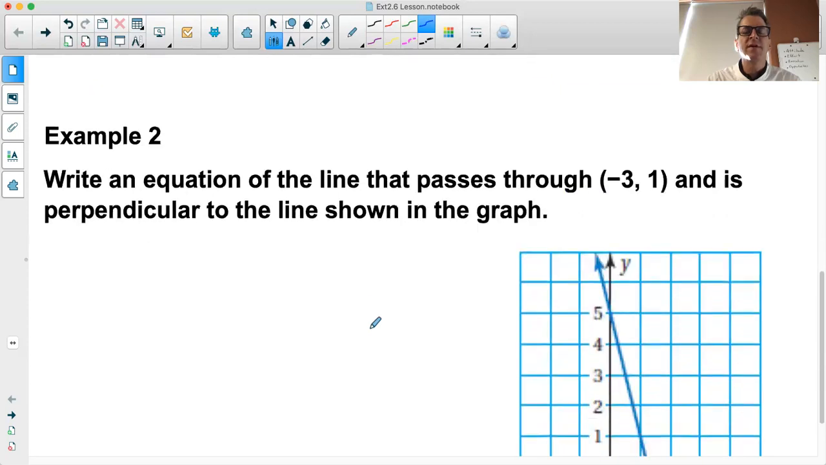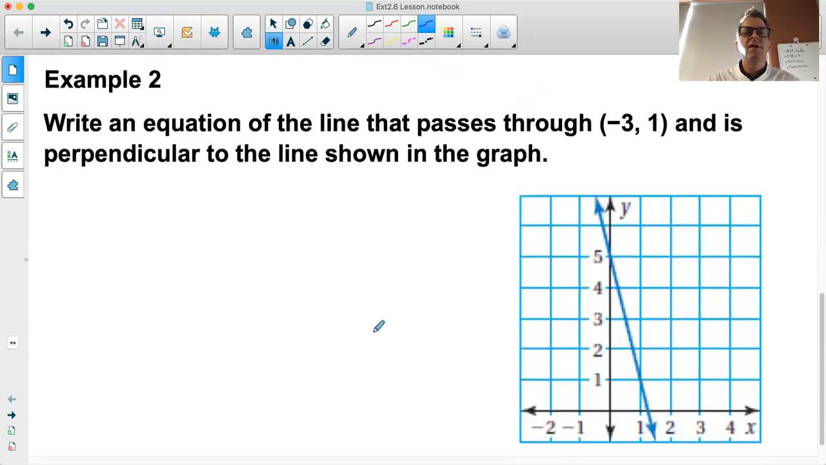Okay, the last and final example for this little lesson is example 2. We have ourselves a little graph here. It says, write an equation of a line that passes through -3, 1 and is perpendicular to the line shown in the graph. Okay, so there's our keyword, perpendicular. So if you remember back when we had perpendicular lines, we were looking for opposite reciprocals.